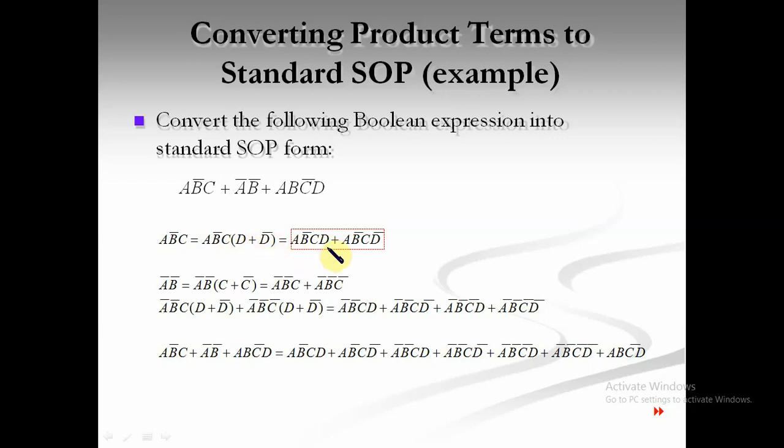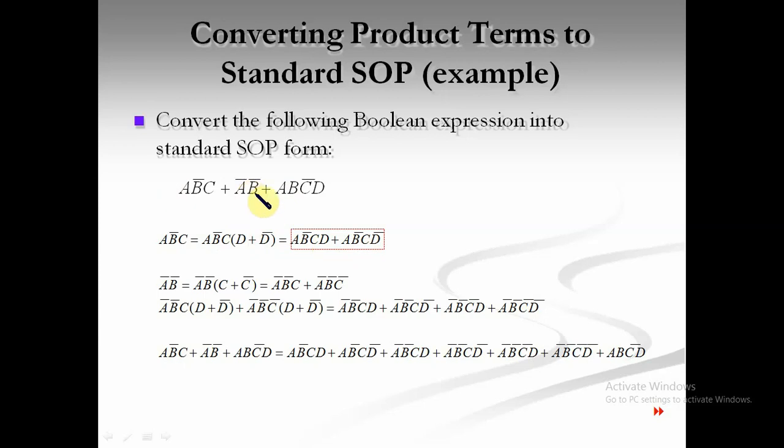This is a non-standard SOP form, because there are four variables in one term, while the other terms are missing variables. Here two terms are missing, here one term is missing, so you have to add those terms. How to add: as we already saw, you add D plus D bar, then multiply, and we get the equation.